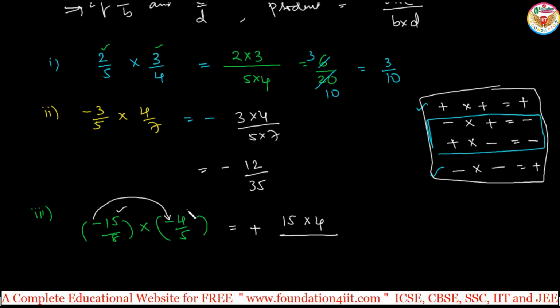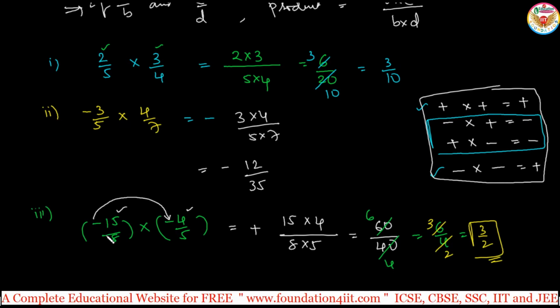Now 15 into 4 in the numerator, 8 into 5 in the denominator. 15 into 4 is 60, 8 into 5 is 40. Both we can cancel with the 10 table directly: 10 6s are 60, 10 4s are 40. Then 6 divided by 4 again with the 2 table: 2 3s are 6, 2 2s are 4. So 3 by 2 is the standard form. 3 by 2 is the answer of minus 15 by 8 into minus 4 by 5.